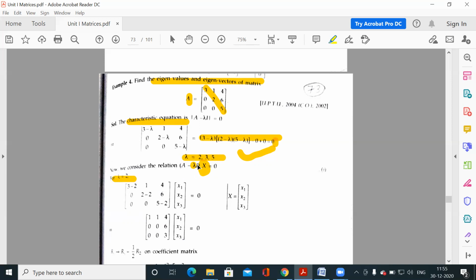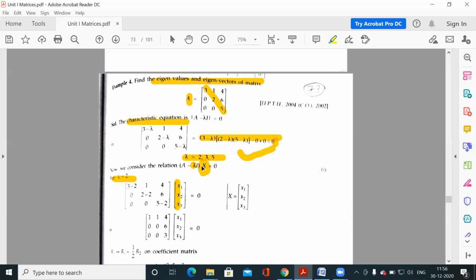Lambda is 2, so substitute 2 here: (A minus 2I) x equal to 0. What is x? x is your eigenvector. It will be a column vector of order 3 by 1, x1, x2, x3, because we have a 3 by 3 matrix. If it were a 4 by 4 matrix, then it would be a 4 by 1 vector. A is your A matrix, and this time lambda is 2.